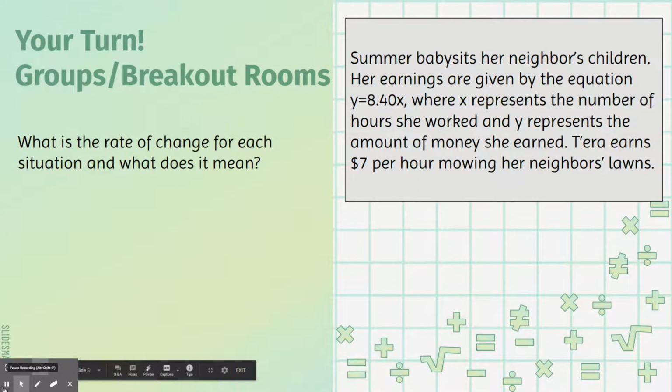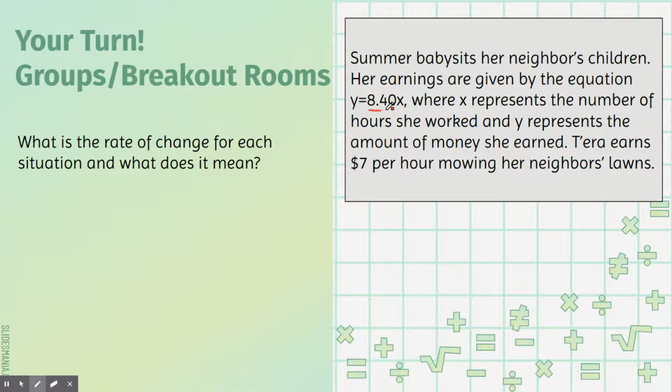What does the rate of change mean for each situation? In this case, the rate of change is 8.4 for Summer and 7 for Tiara, because remember, the rate of change is the same thing as the constant of proportionality, or k. So Summer's rate of change is $8.40, and Tiara's is $7. So what does the rate of change mean? It means the amount of money per hour they make.